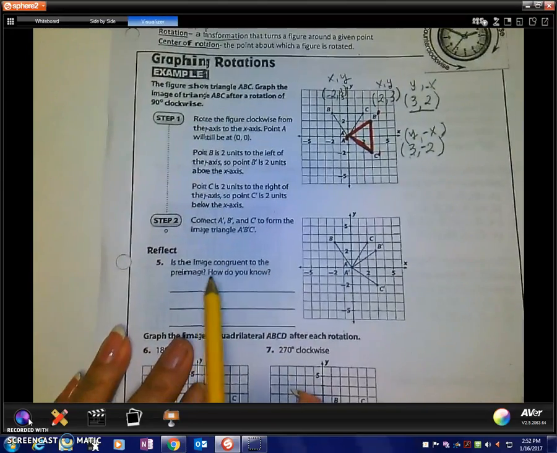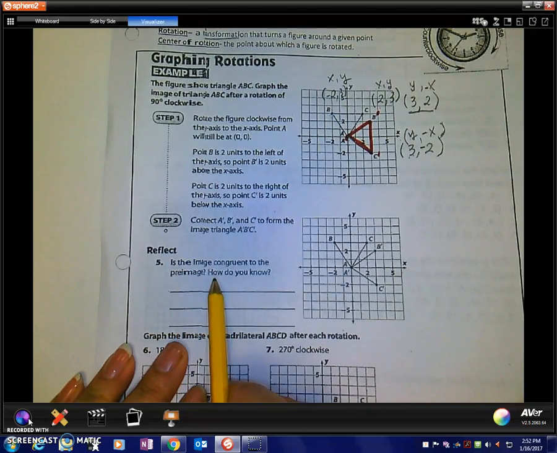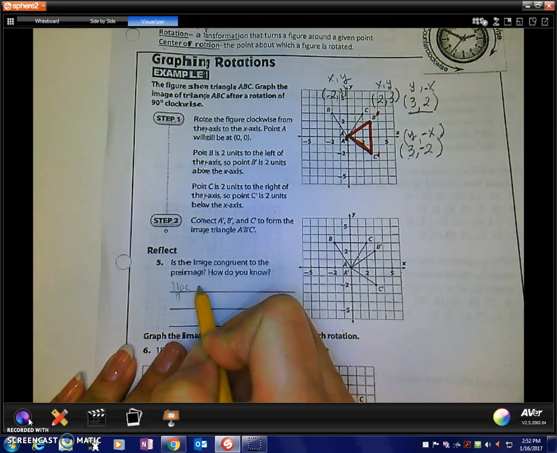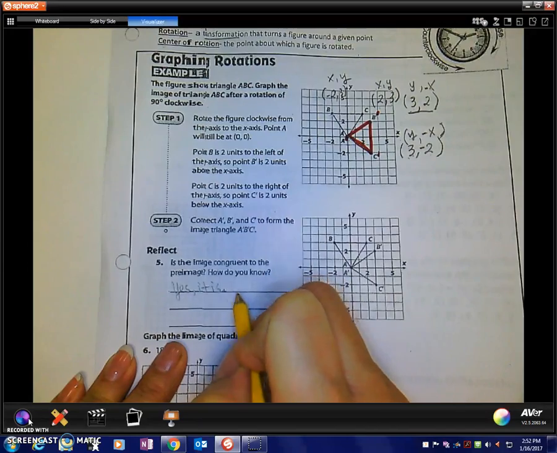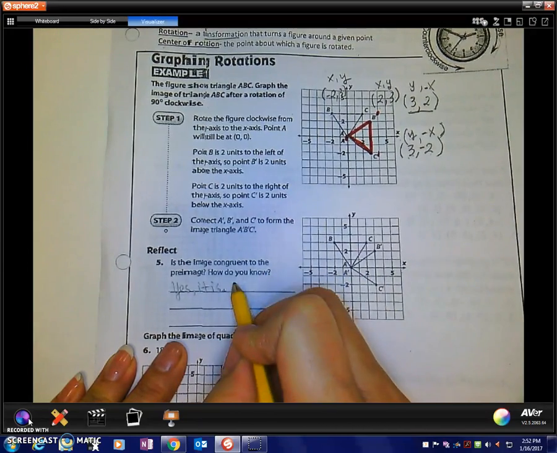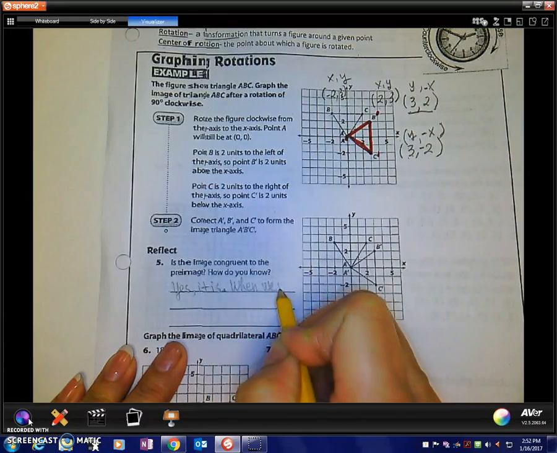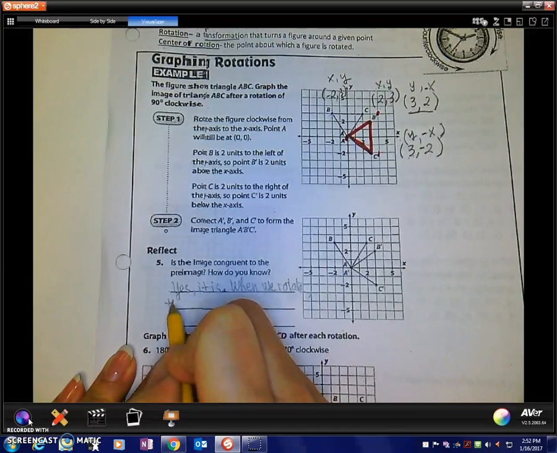Now, is the image congruent to the pre-image? How do you know? Of course, yes, it is. Because when we rotate, what happens? The shape doesn't change.